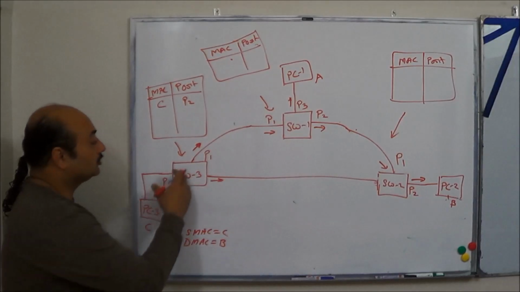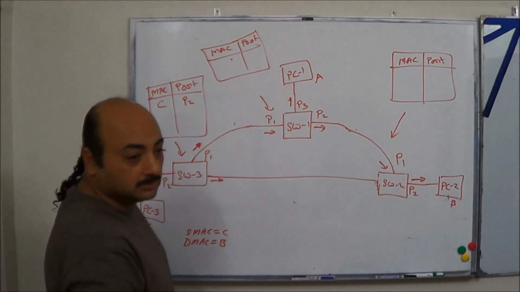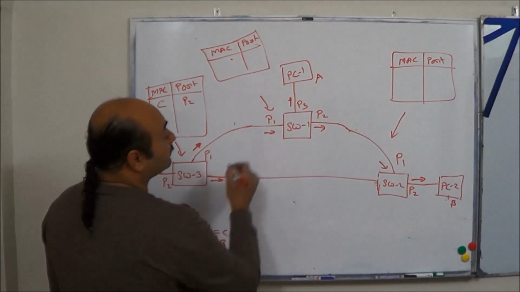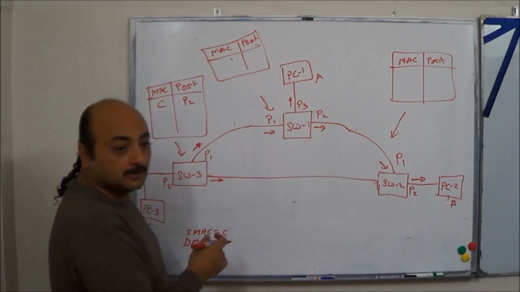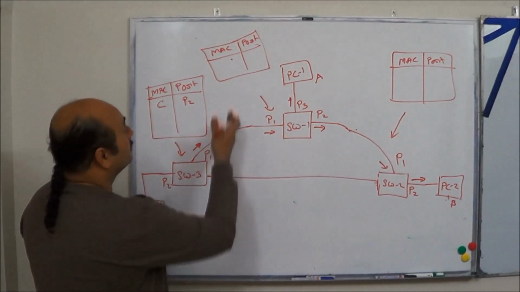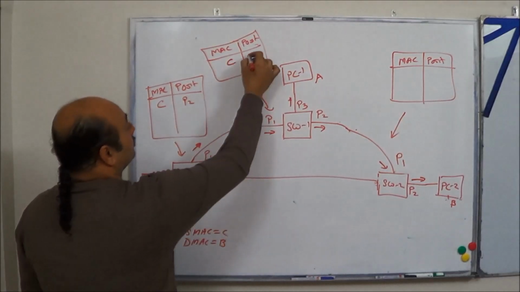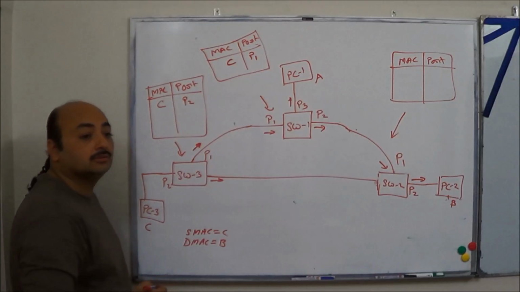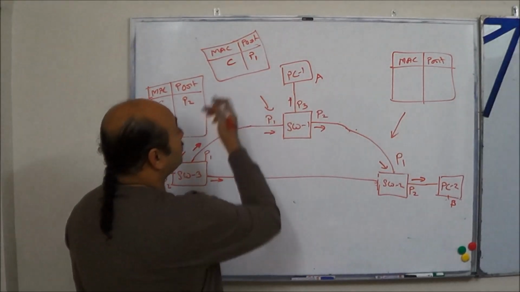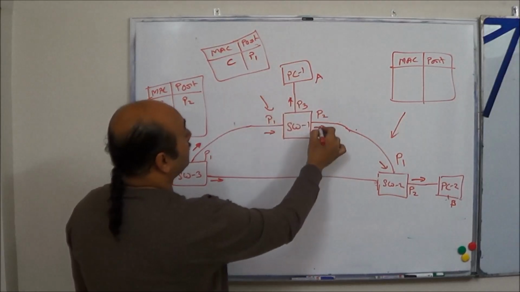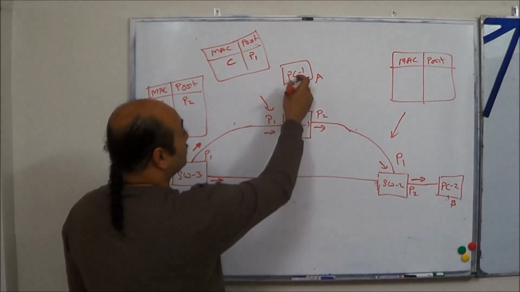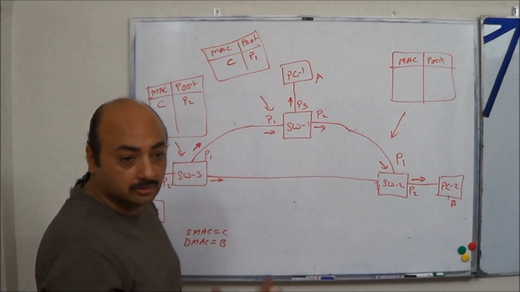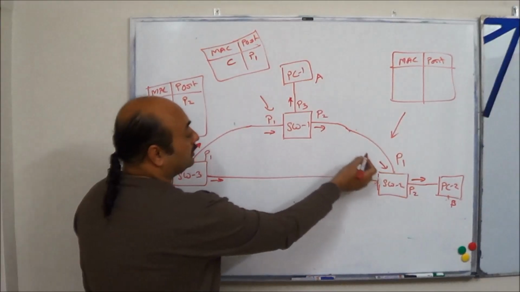Let's follow this path first. The frame is received here. It checks the source MAC address, which is C. Not in the MAC table, so it learns C on P1. It checks the destination MAC address, B. Is it in the MAC table? No. Floods it here and here. PC1 receives it, checks the destination MAC address to be B, compares it with itself, A, does not match, and discards it.